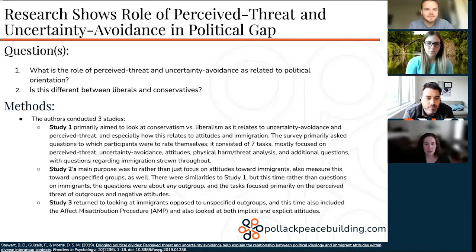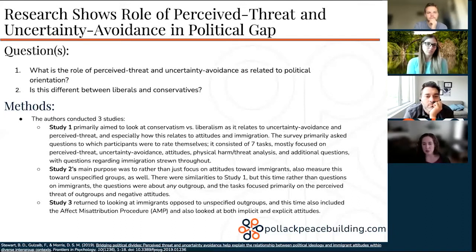So this one was a study done to look at the difference between, well, liberals and conservatives specifically, but just kind of looking in general at the political spectrum and how your political orientation might be influenced by perceived threat or uncertainty avoidance, and what that implies for those on the political spectrum.